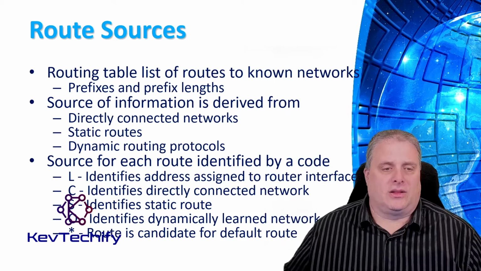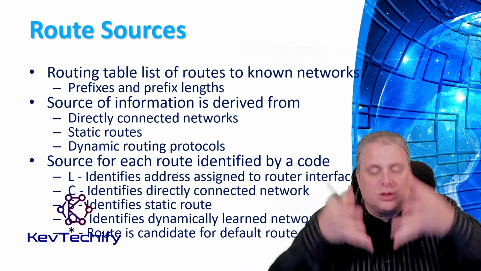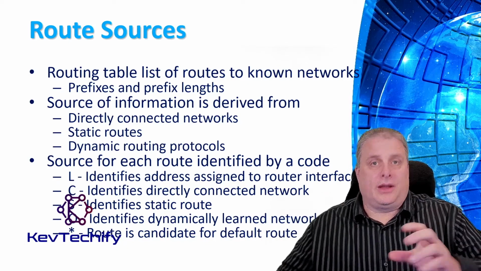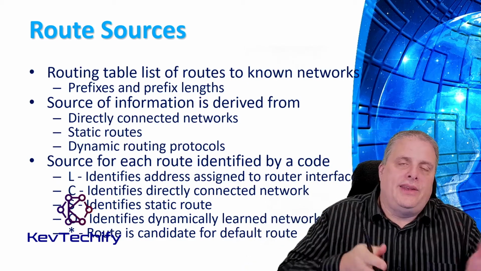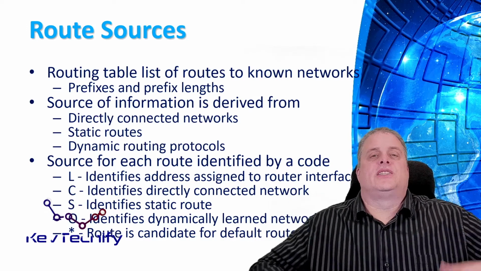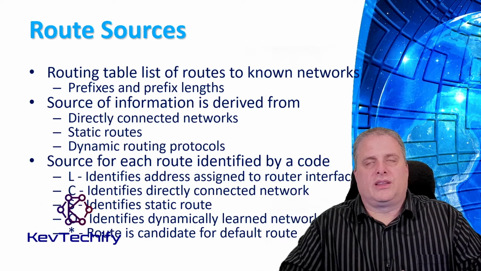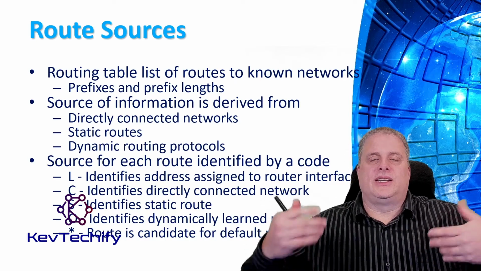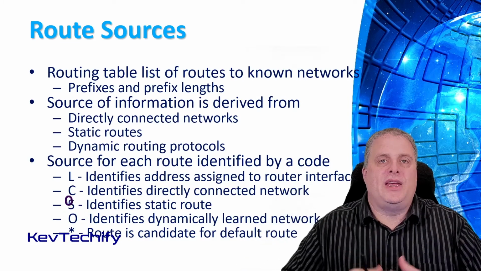The first one is an L, capital letter L. That is the address that's assigned to that interface, that local address assigned to that interface. A C by that routing entry says it's a directly connected network. Now, it's not a D, but it's a C. It's C for connected network. An S identifies it as a static route. That static route is the one you sat down and typed in as the administrator. You want that router to use that one. O identifies it as a dynamically learned network, specifically learned through a protocol called OSPF. That's where the O comes from.